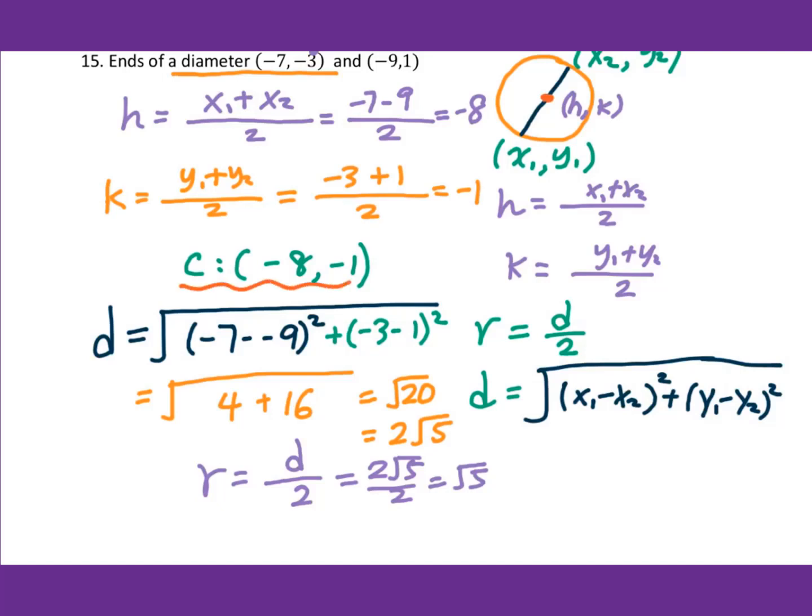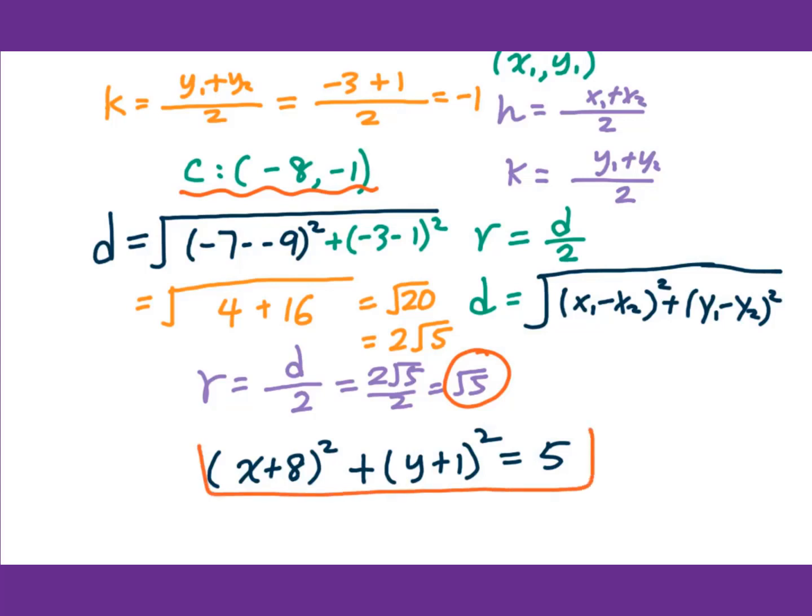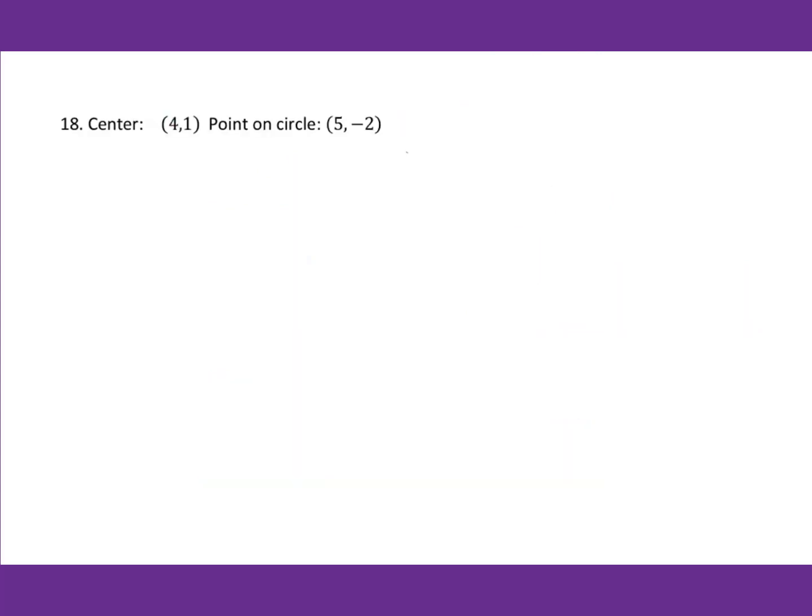Now we already know the center. We already know the radius. We can write down the standard equation for the circle. That will be x plus 8 squared plus y plus 1 squared equals the square root of 5 squared, that's 5. This will be the equation. For number 18, we already know the center, that is 4, 1, that's h, k. A point on the circle, that's 5, negative 2.